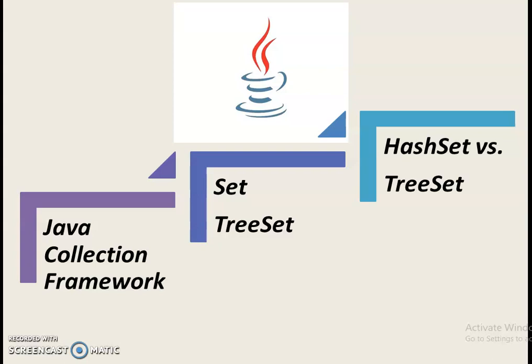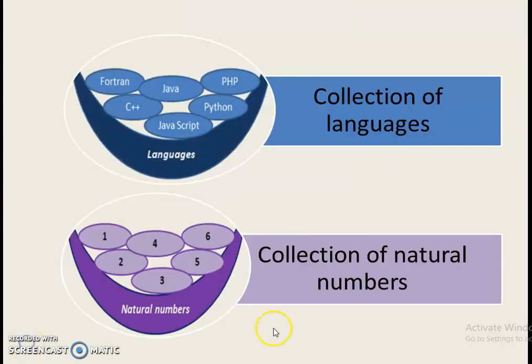In this session, we are going to discuss the TreeSet class of the Java Collection Framework. In previous parts, we have discussed the list interface and the related classes. We have also discussed the set operations. In this video, we are going to see the difference between HashSet and TreeSet. Now let's begin today's video.